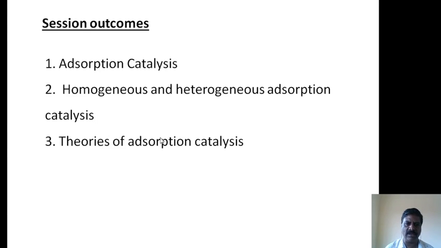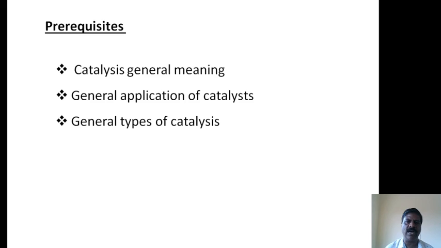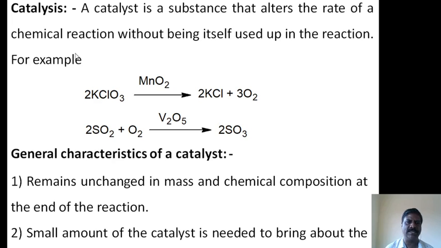Before discussing this session, you already know the meaning of catalysis and the general applications of catalysis. Also the general types of catalysis you have already known. Now coming to catalysis. What is meant by catalysis? A catalyst is a substance that alters the rate of a chemical reaction without itself being used up in the reaction, and that is called catalysis. Or we can also say a substance which alters the rate of the reaction without itself being used up at the end of the reaction is called a catalyst.